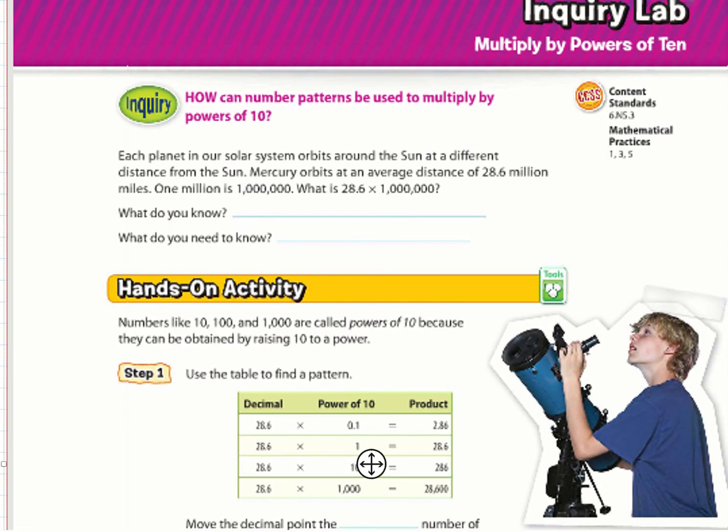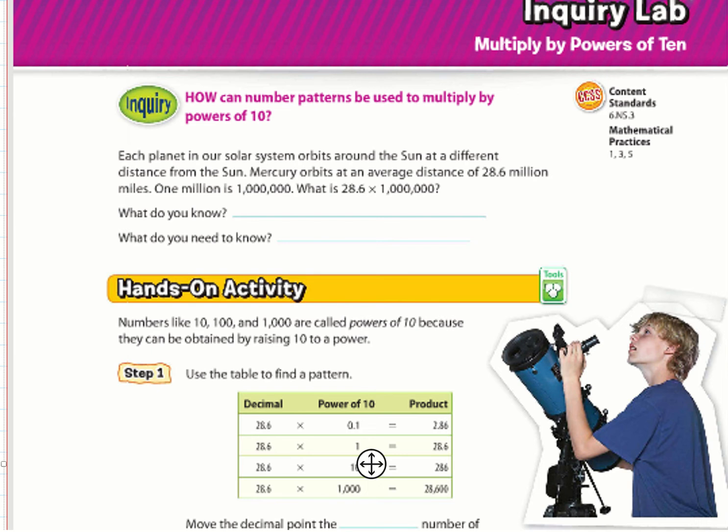So inquiry, how can number patterns be used to multiply powers of 10? Each planet in our solar system orbits around the sun at a different distance from the sun. Mercury orbits at an average distance of 28 and 6/10 million miles. 1 million miles is 1 million. What is 28 and 6/10 times 1 million?